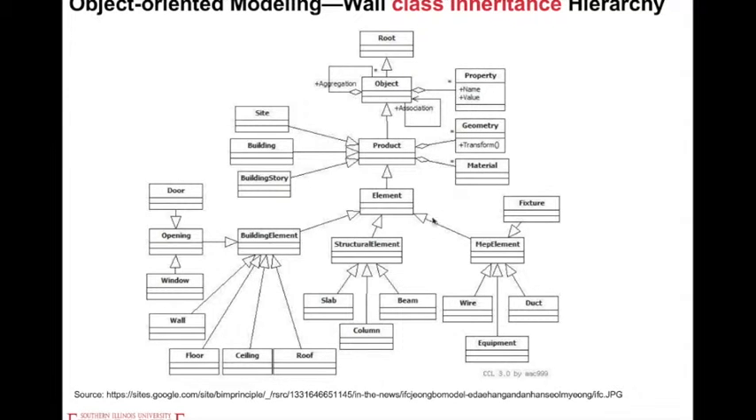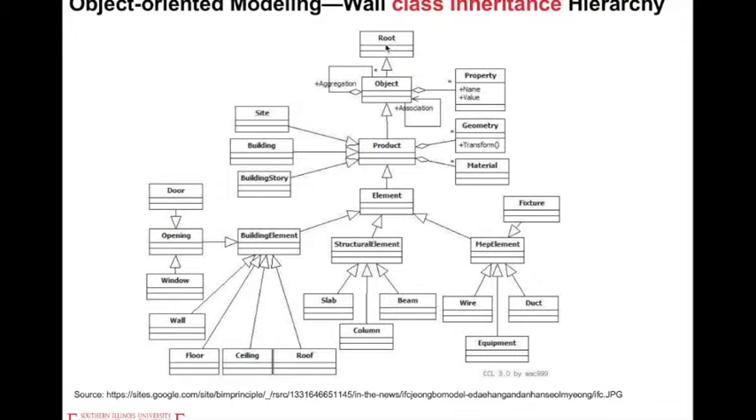Element may include MEP element, structure element, and building element. And then we go up again, it's a product. Product includes the site, building storey, material, and geometry. And then we go to the parent node, the root node, which is called object. So this is the topmost and most abstract one. Then we go to the root.